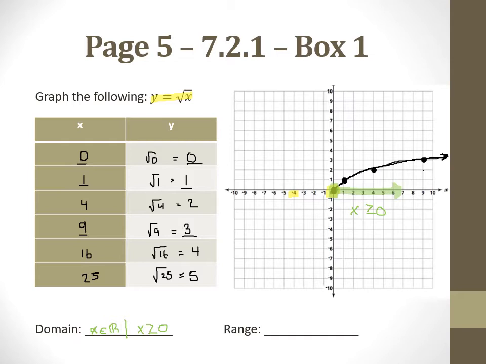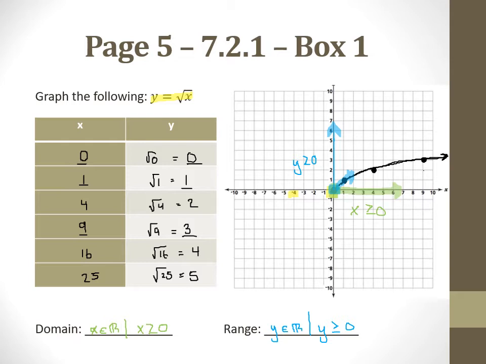Now the range is the set of all possible y values. And that's going to be pretty similar here. Notice that as I'm going up and down along the y-axis, the lowest spot is again a y value of 0, and then from there my graph is going up, so my y values are also going to be going up. y is anything greater than or equal to 0. Or in full notation, we would say that y can be any real number as long as y is greater than or equal to 0. So that is the graph of the simplest possible radical function.